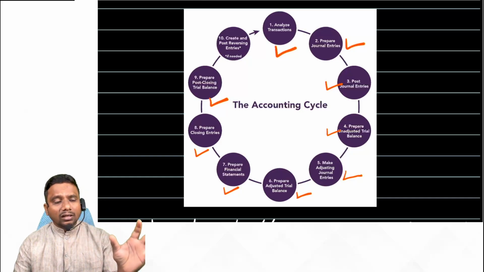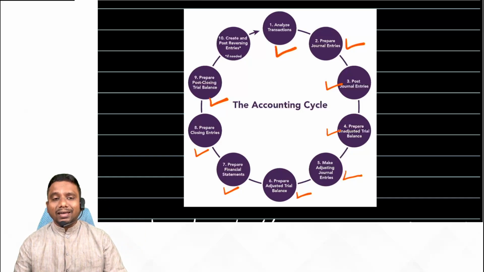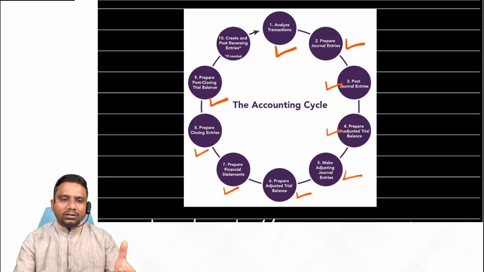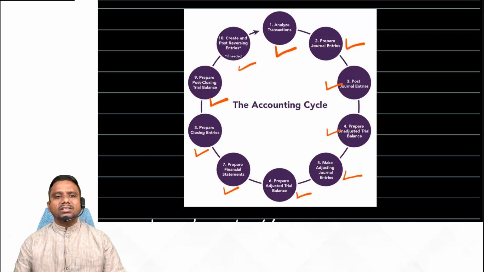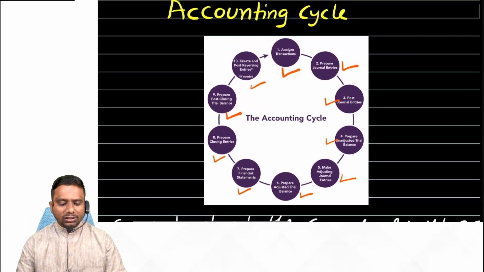Now, whatever adjusting entries we have recorded at the end of the year, they are reversed at the beginning of the year. Again, we start the same process for the next financial year. Yes or no, students? So, this is our accounting cycle.